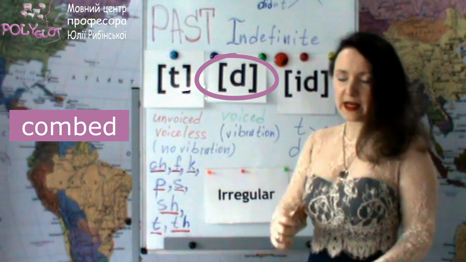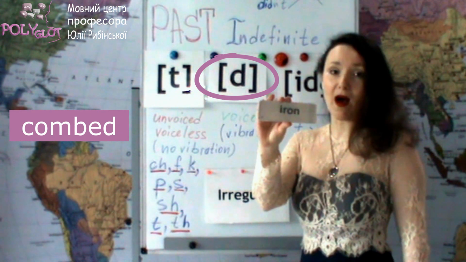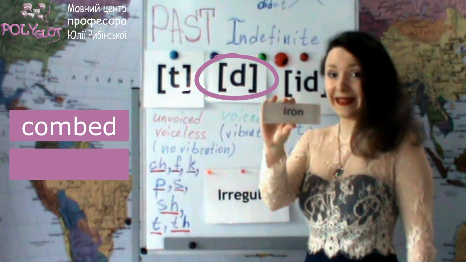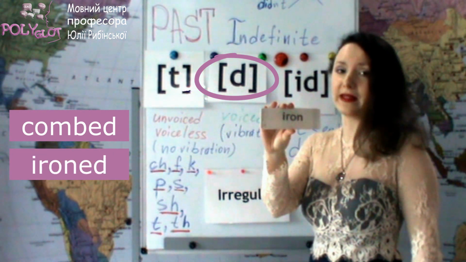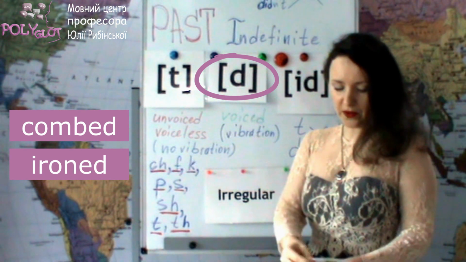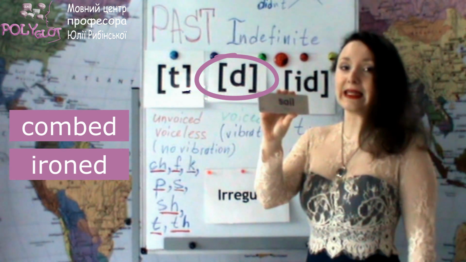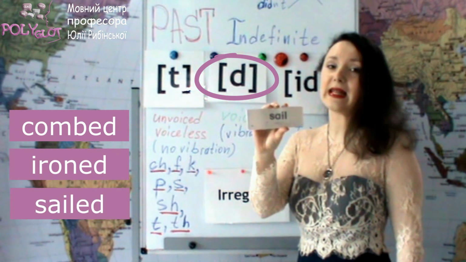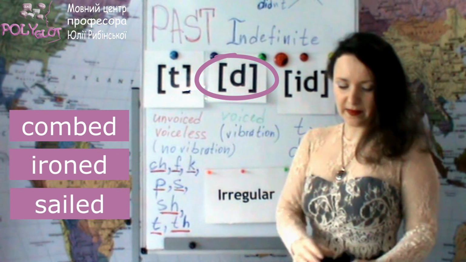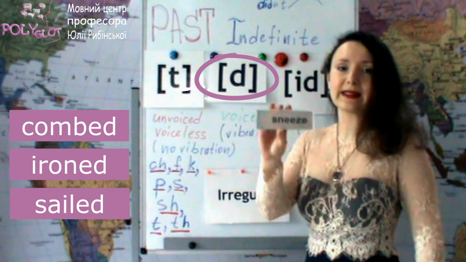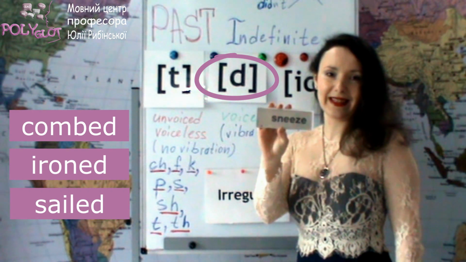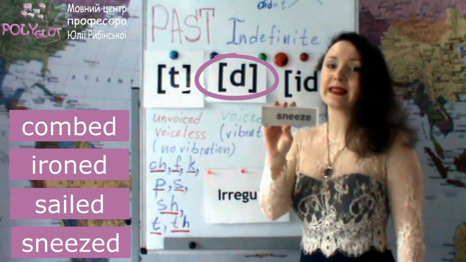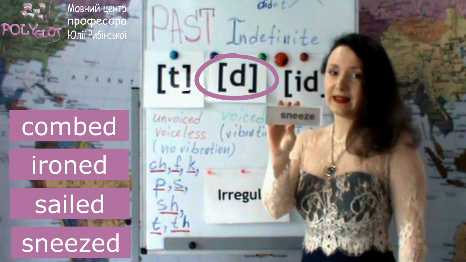The second word is iron. We add ed and pronounce ironed. The third word is sail. In the past, sailed. And the fourth word is sneeze. In the past form, sneezed.